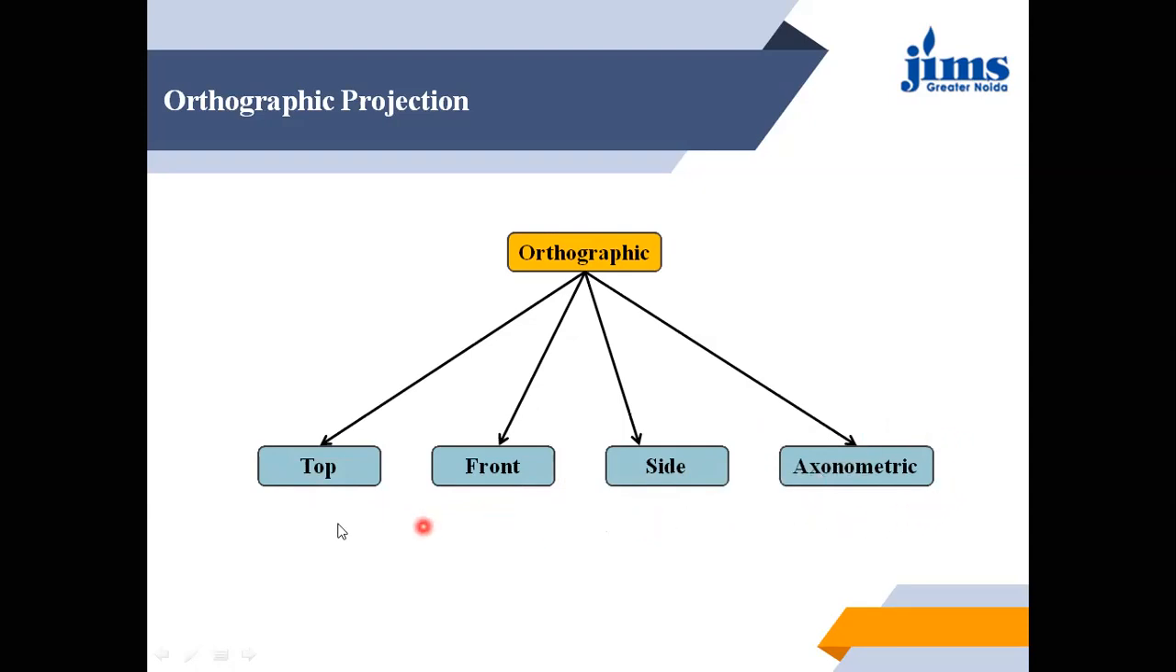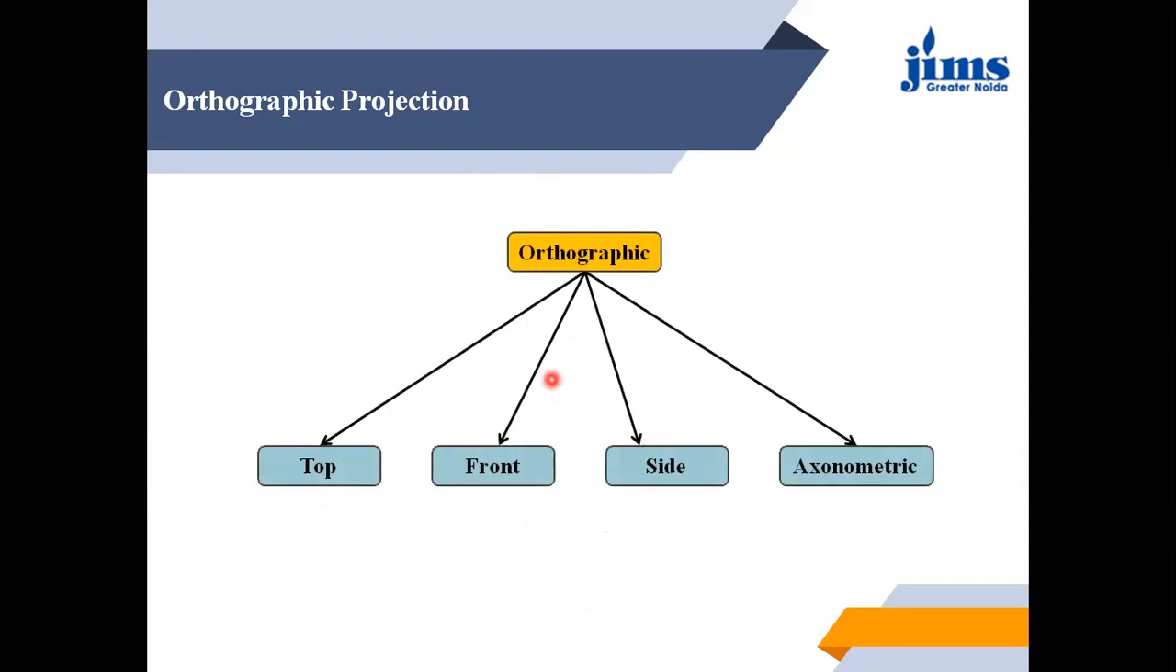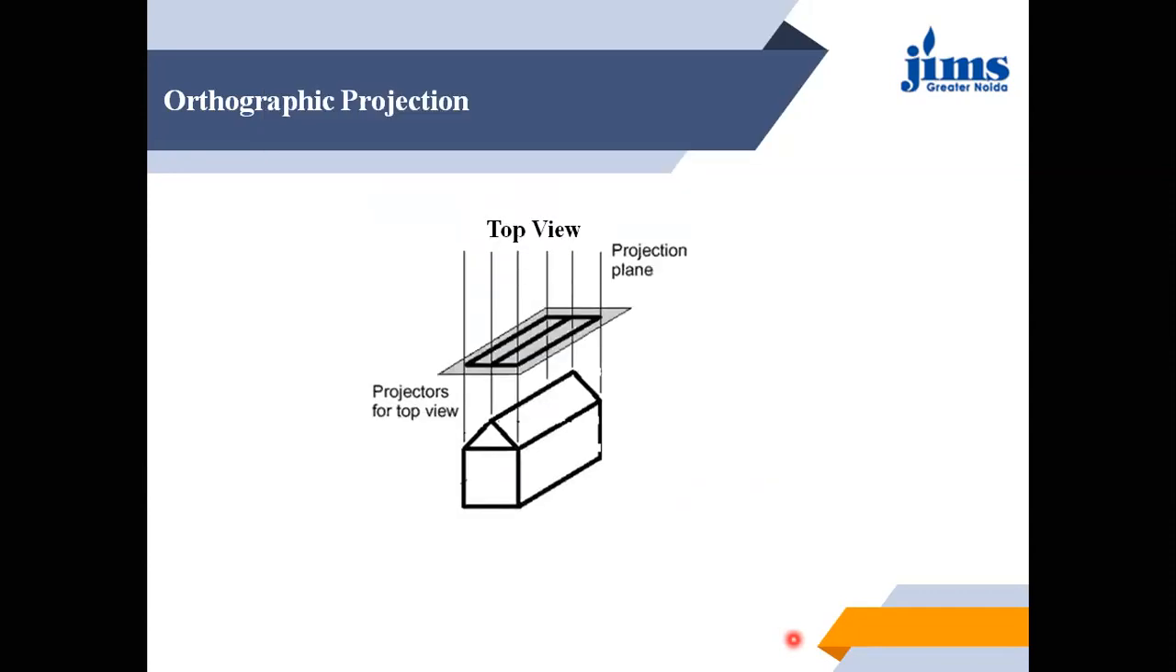So first we will try to understand the difference between these three. This is an object. We want to see the top view, the front view, and side elevation. From here you can see top, front, and side. So over here this is the object, and we will try to find out the top view, front elevation, and side elevation. So this is the top view.